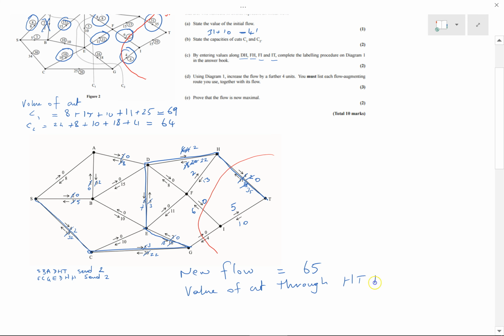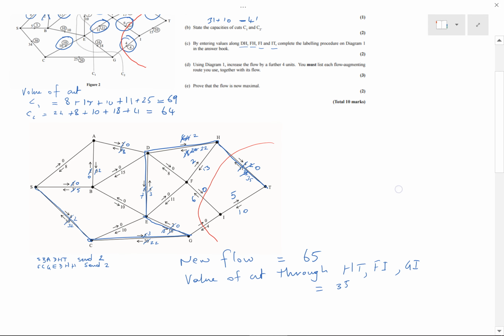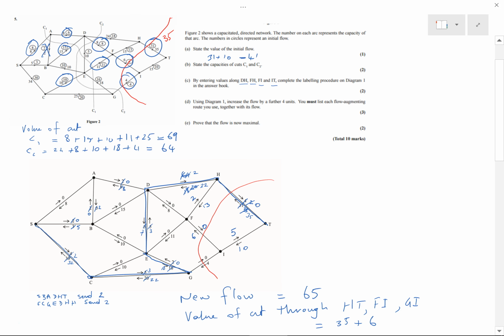HT, FI, and GI equals 35 plus 6, which is 41. I do beg your pardon, obviously, but the original flow was 41, so we're adding 4 to that.